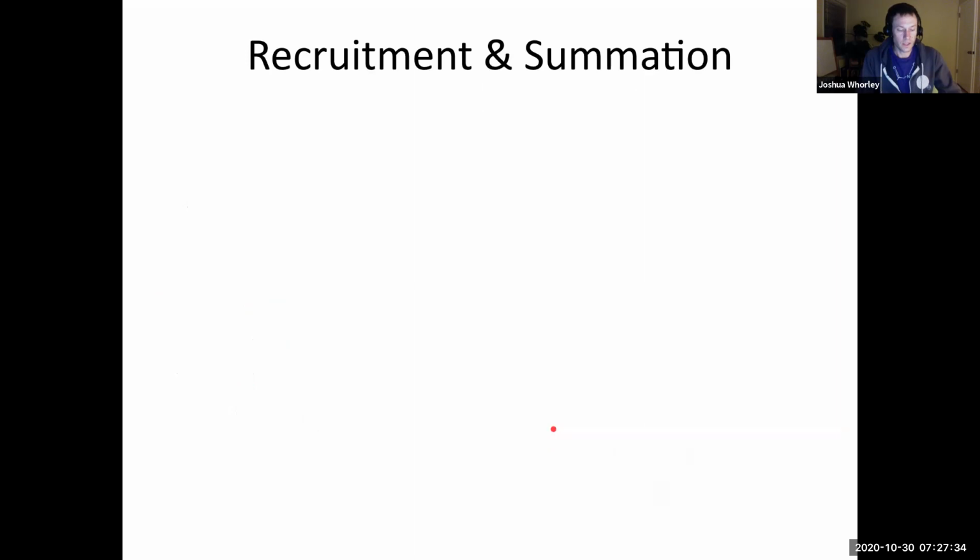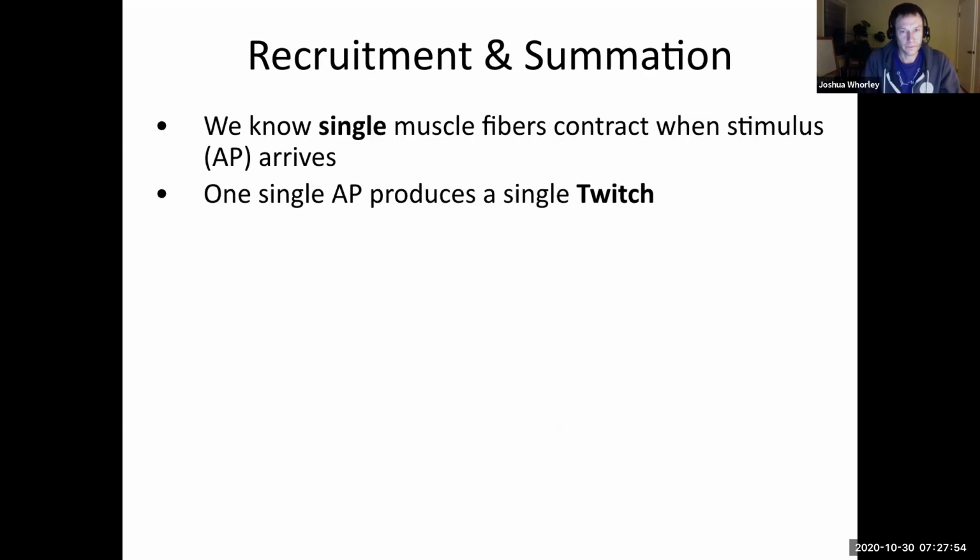So this leads us to talk about how does a whole muscle achieve a contraction. And there's two methods that are used all the time, pretty much, just in differing amounts and depending on the load that the muscle's trying to overcome. This is called recruitment and summation, or motor unit recruitment and summation. Okay, so we know these single muscle fibers contract when a stimulus arrives. We know a single stimulus produces a single twitch, and that myogram we saw is an example of tracing the tension produced, or recording the tension produced by a single twitch.